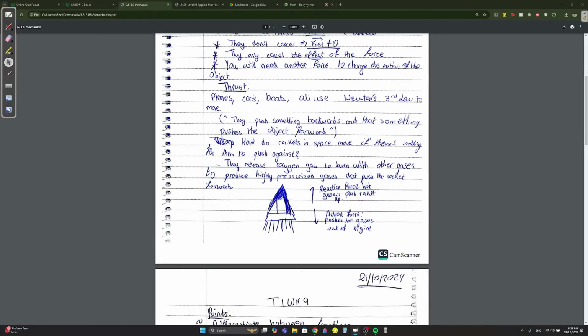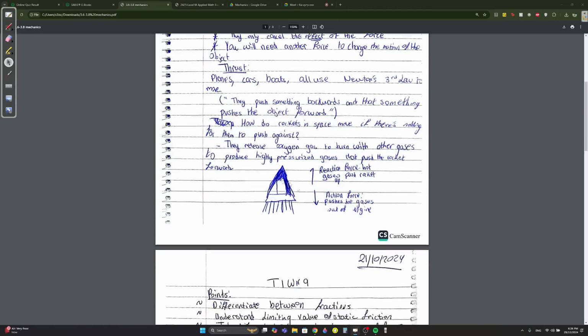Okay, this was in the book and it's a learning point, but it wasn't in the quiz. Thrust. Okay, planes, cars, boats all use Newton's third law to move. They push something backwards and that something pushes the object forward. That's how it works. So, for example, rockets in space, how do they move if there's nothing for them to push against? What they do is they release oxygen gas to burn with other gases to produce highly pressurized gases that push the rocket forward.